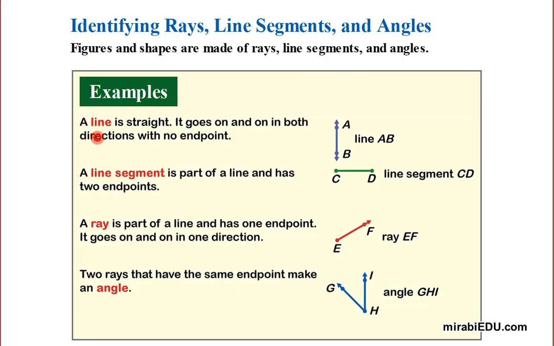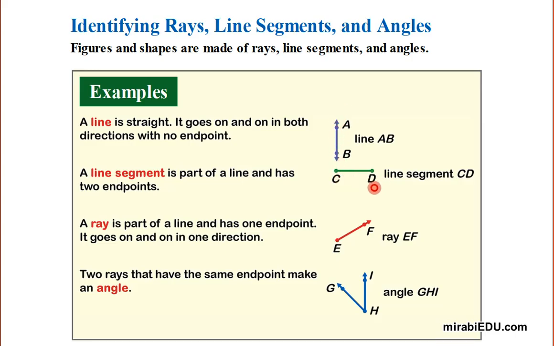So what is the definition of a line? A line is straight. It goes on and on in both directions with no endpoints. Like this, we have no endpoints for a line. It goes into infinity from both sides. A line segment is a part of a line and has two endpoints. So a line segment is limited. We can find the length of a line segment, but we cannot find the length of a line because a line goes to infinity from both sides.